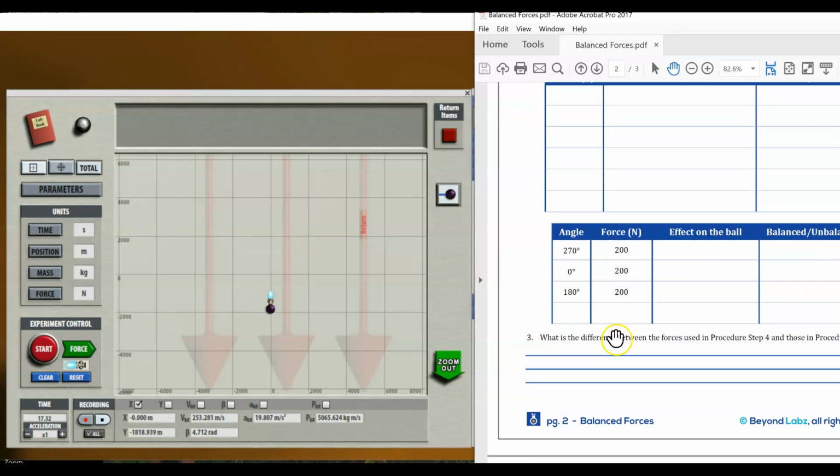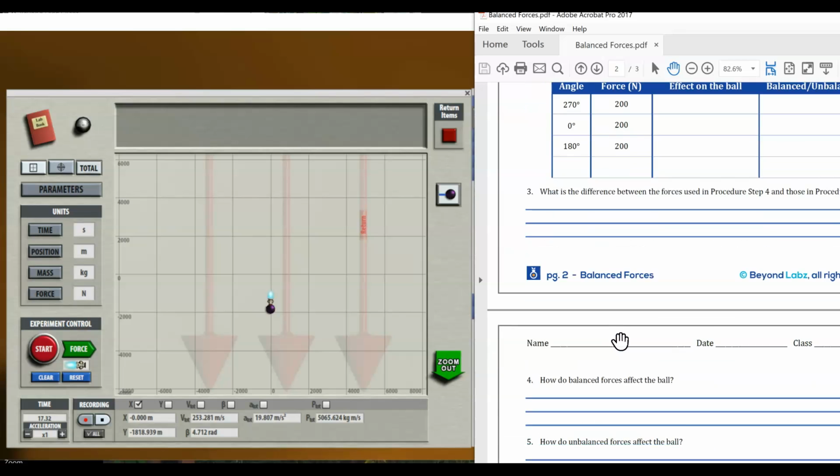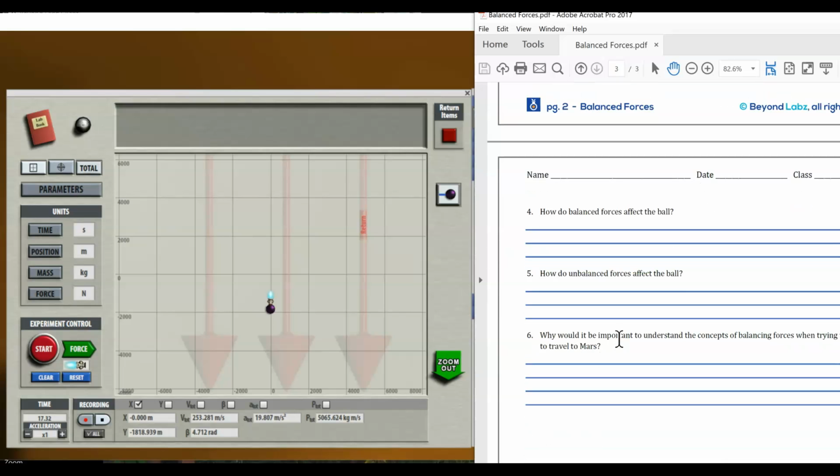Then you answer question number 3, number 4, number 5, and number 6. And you're done with the experiment.